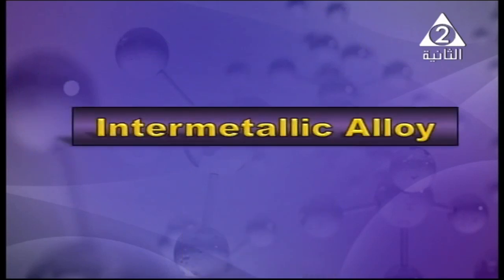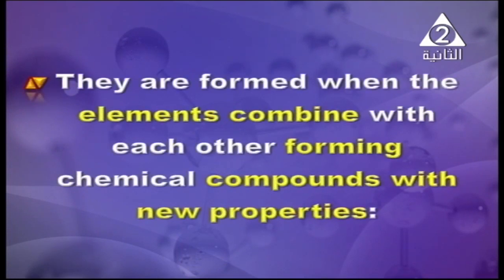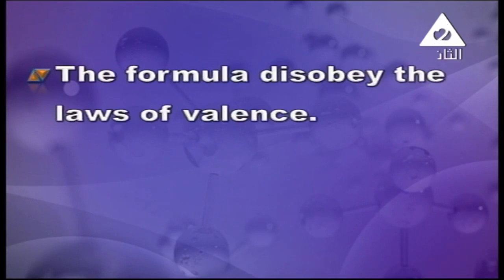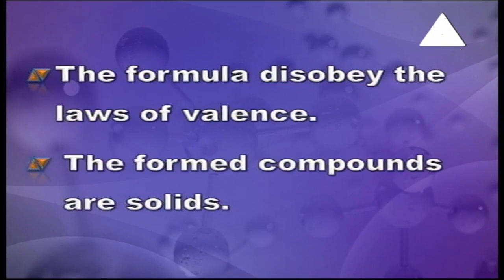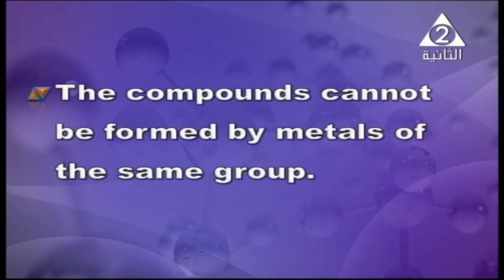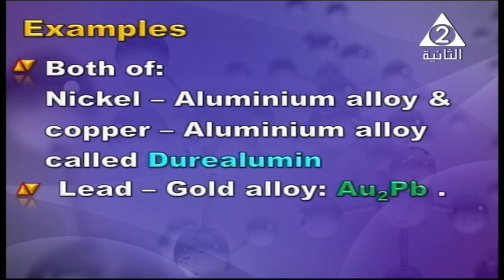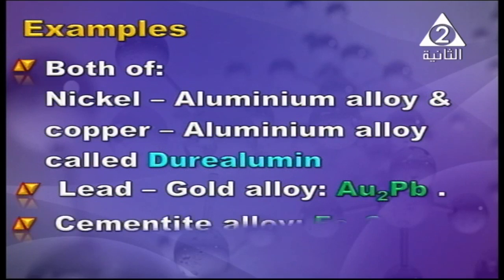Next point, intermetallic alloy. They are formed when the elements combine with each other, forming chemical compounds with new properties. The formula disobeys the law of valence. The formed compounds are solids. The compounds cannot be formed by metals of the same group. Examples: nickel aluminum alloy and copper aluminum alloy, called duralumin; lead gold alloy that has the chemical formula Au2Pb; and cementite alloy that has the chemical formula Fe3C.